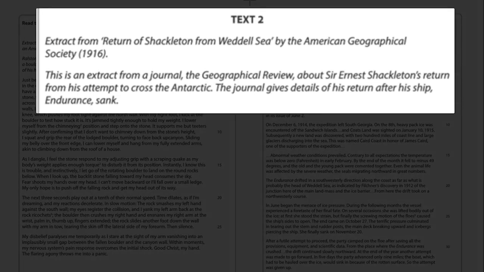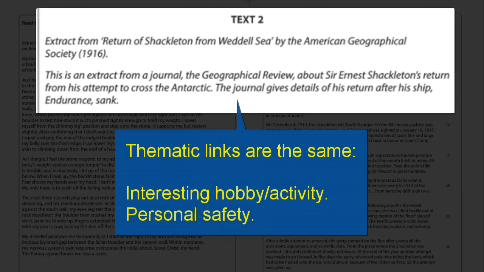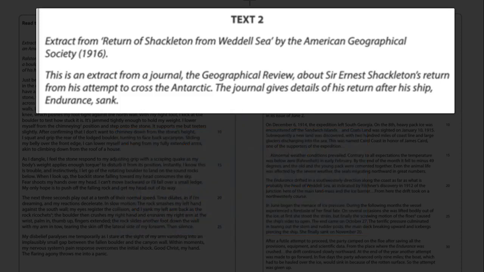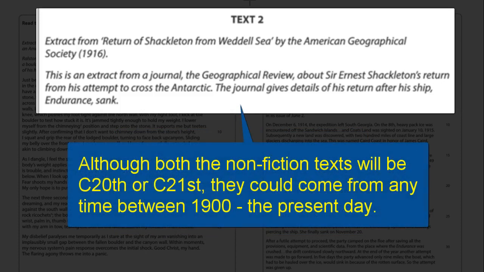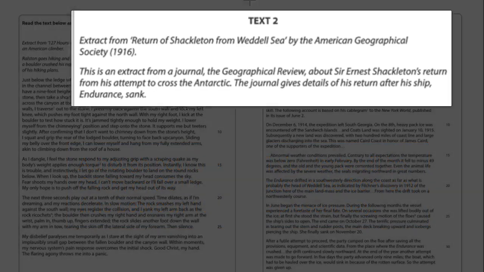If we turn to text 2, again, this is about an adventurer, an explorer, but this time it's an extract from Return of Shackleton from Weddell Sea by the American Geographical Society in 1916. So this is a much older text, and it tells us that this is an extract from a journal, the Geographical Review, about Sir Ernest Shackleton's return from his attempt to cross the Antarctic. The journal gives details of his return after his ship Endurance sank. So again, you can see how you could use information in here to construct a speech for a modern audience of people like you about personal safety.